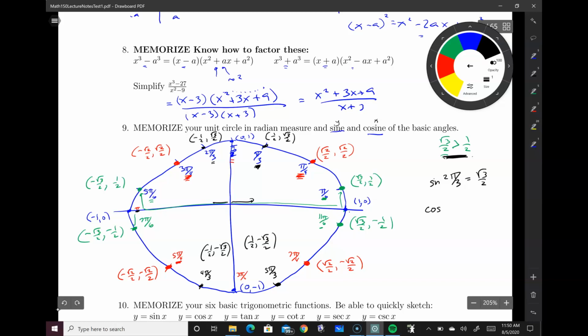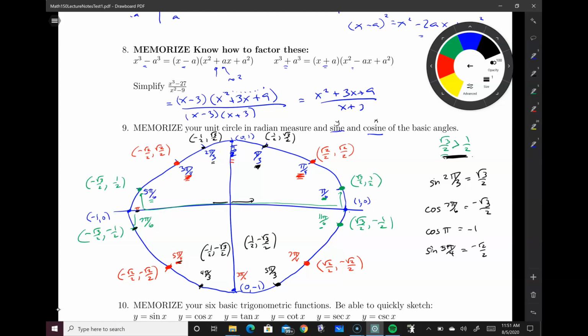If you were asked to find the cosine of 7 pi over 6, the angle 7 pi over 6 is here. The cosine is the x value, so that's negative root 3 over 2. If you were asked to find, say, cosine of pi, it's the x value at the angle pi. That's negative 1. Or sine of 5 pi over 4: go to the angle of 5 pi over 4 and the y value is negative root 2 over 2.